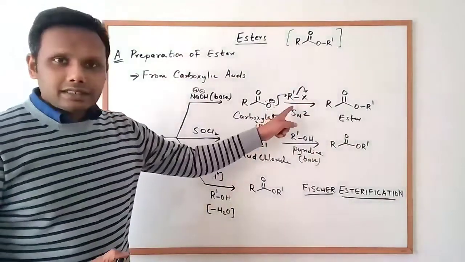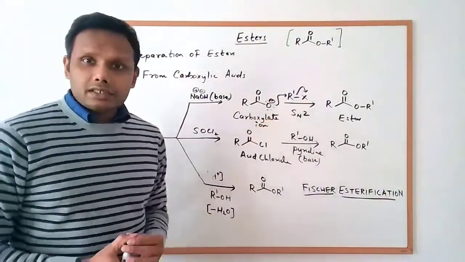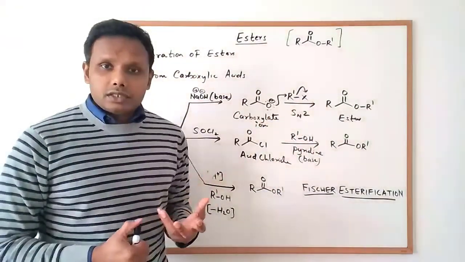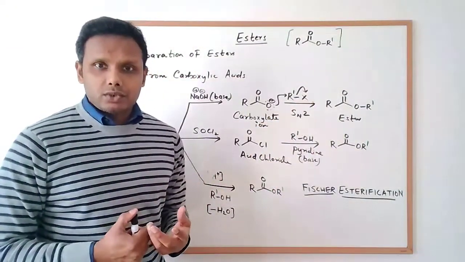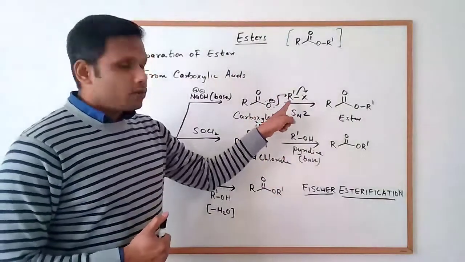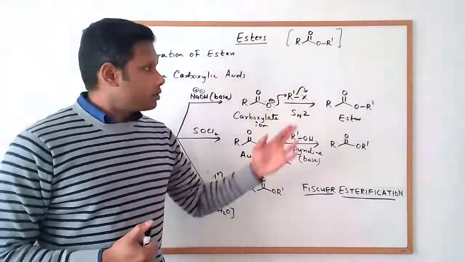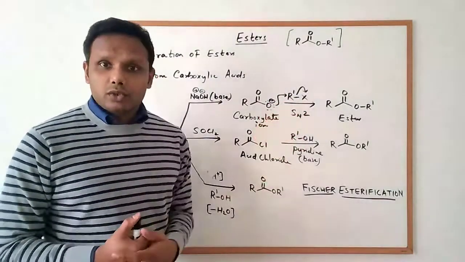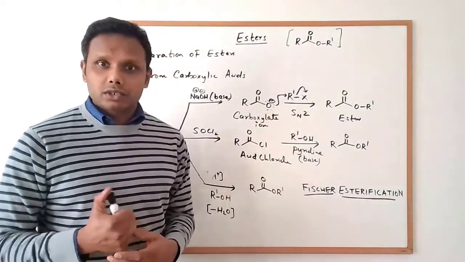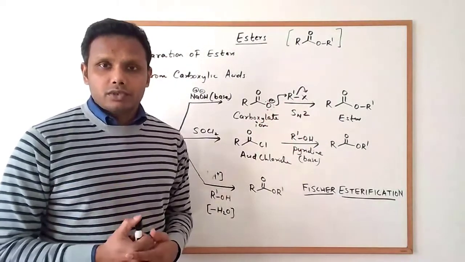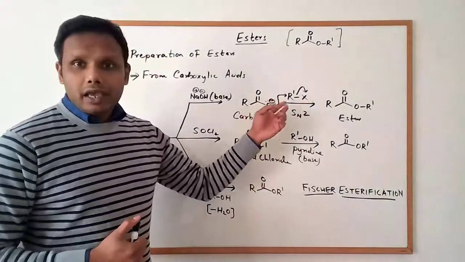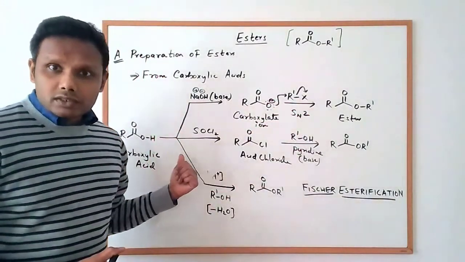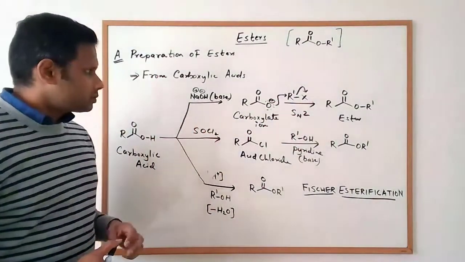Now, since this last step, the second step here, is an SN2-like reaction, all the conditions that apply to SN2 reactions would apply here. So this reaction would work best with methyl halides or primary alkyl halides. It's not going to work with tertiary alkyl halides because they are not good substrates for an SN2 reaction. So that's one synthesis starting from carboxylic acids.